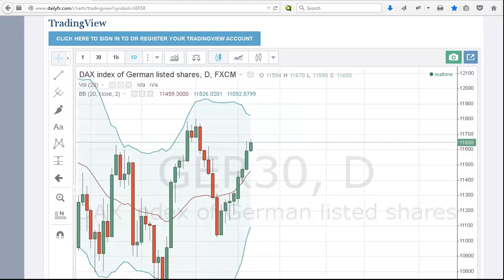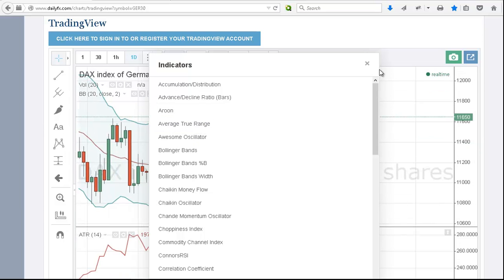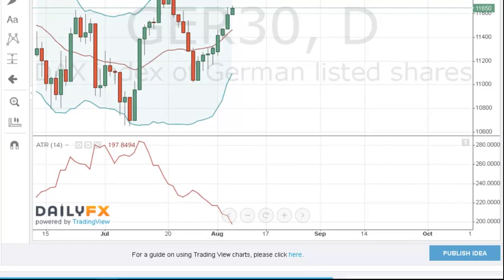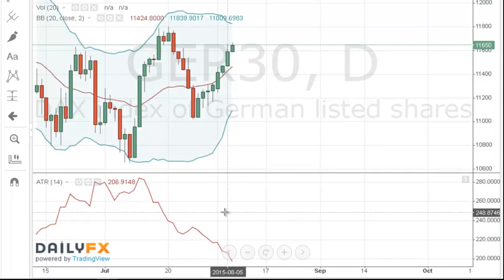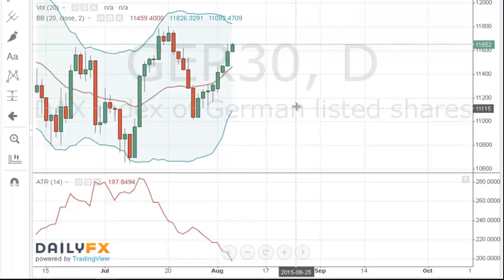Today we're going to look at two things: the average true range and a trading strategy. The average true range is one of the standard indicators that's readily available. The reason I'm looking at this is because this is how much, in this case, the DAX typically moves in a day.